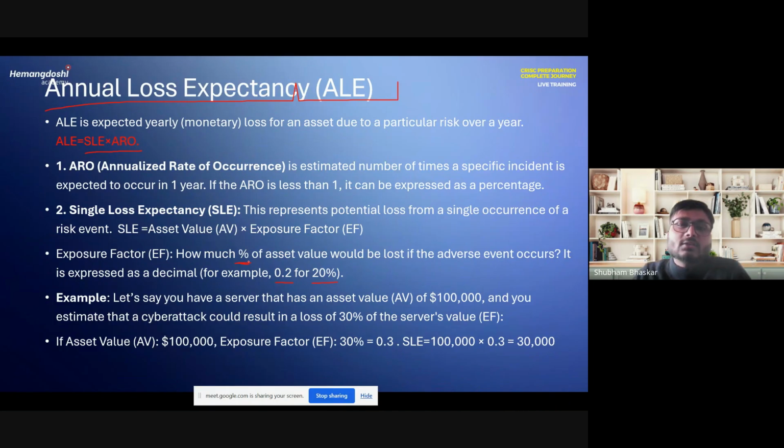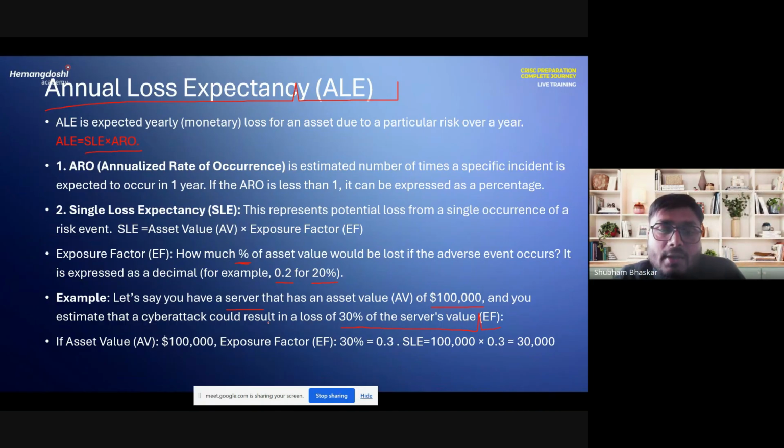All of this theory, let's talk through an example. Let's say you are running a server, maybe an email server. Asset value is $100,000. You estimate that if there is a cyber attack, it could result in a 30% loss of the server's value. That if a cyber attack happens, 30% of the value of the asset would be lost. Am I with you?